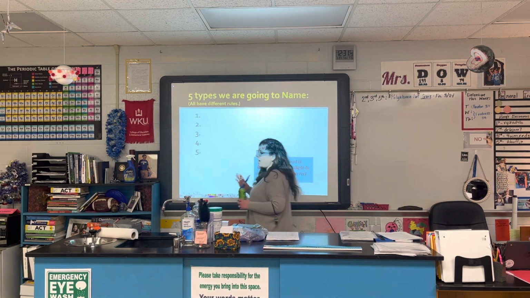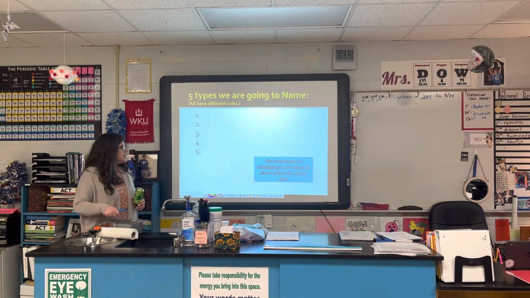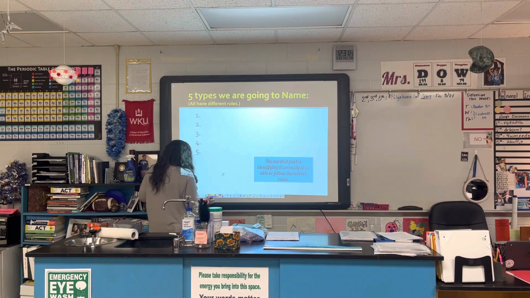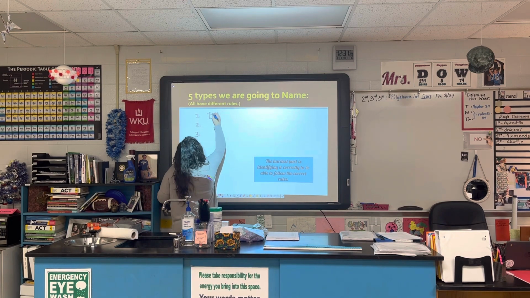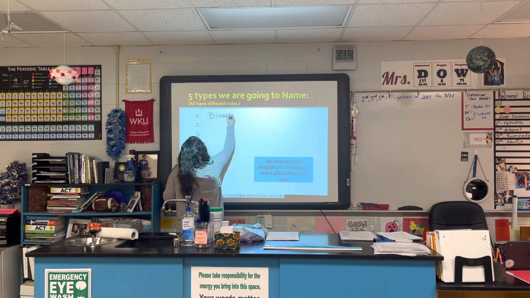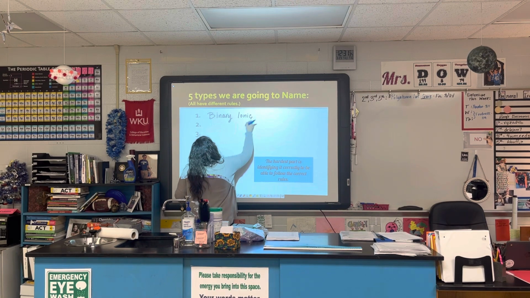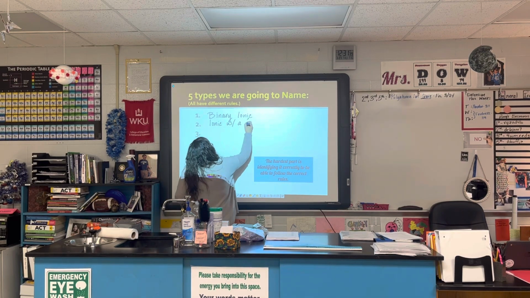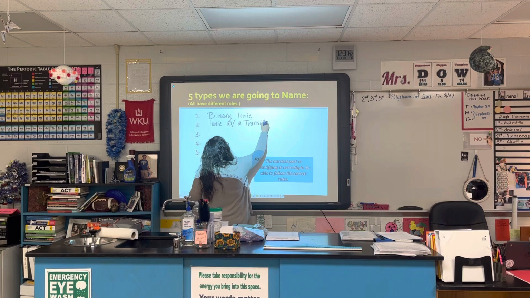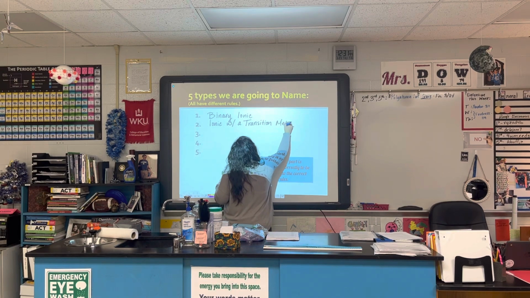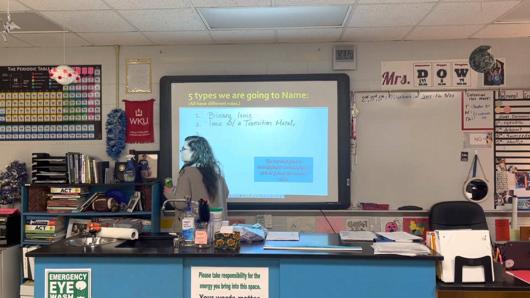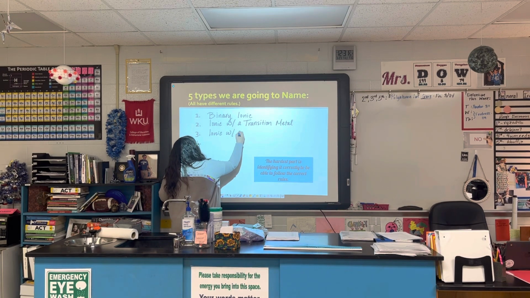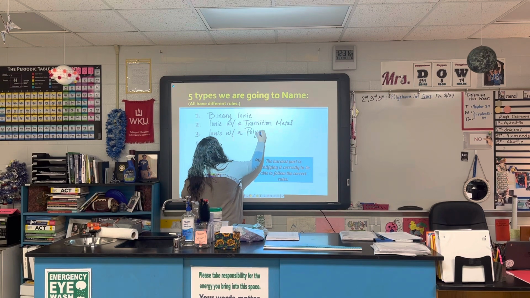Alright, so we have 5 types of chemical formulas that we're going to name. The first one we're going to name is binary ionic. The second one is ionic with a transition metal. The third one is ionic with a polyatomic ion.